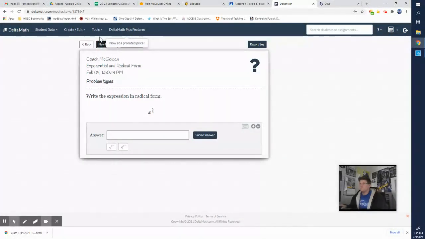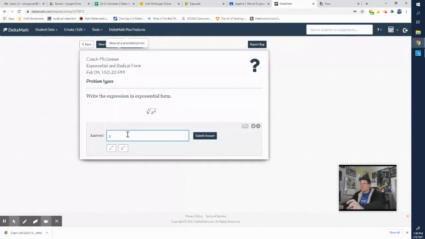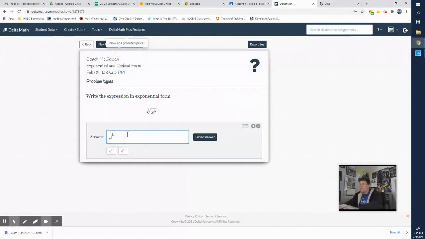Let me see if I can find one more of this type. Good. So setting it up, look at the base. That's my base with the fraction exponent. Get your fraction going. We want the exponent on top, the root on the bottom. Exponent on top, root on bottom.